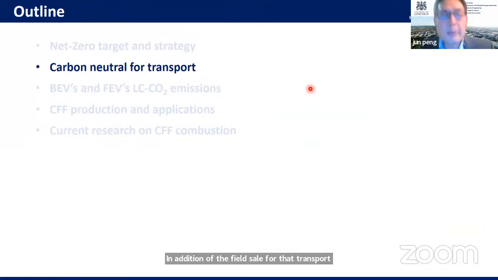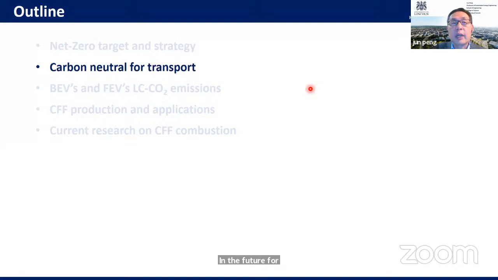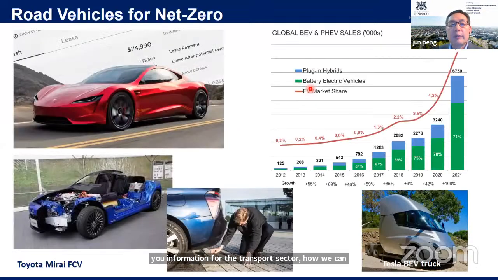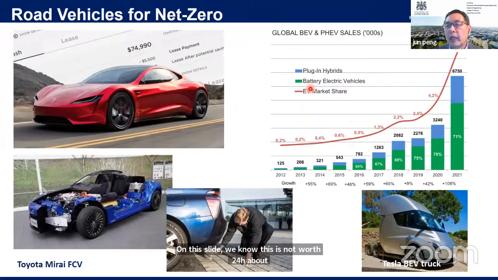There is some background information about the net zero target and strategy. Then we learn about why hydrogen is so important in the future to meet the net zero strategy. Next, we give information for the transport sector, how we can get net zero by the 2050s. On this slide, it is not strange to us that in the future the passenger car sector can get net zero.